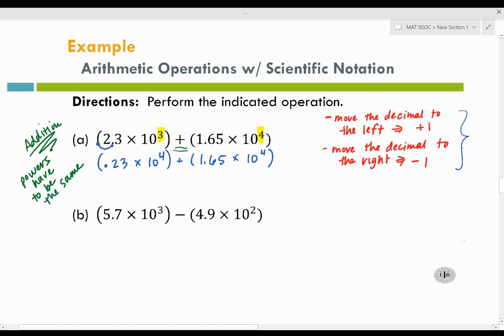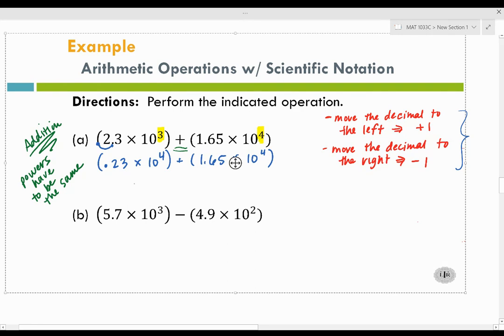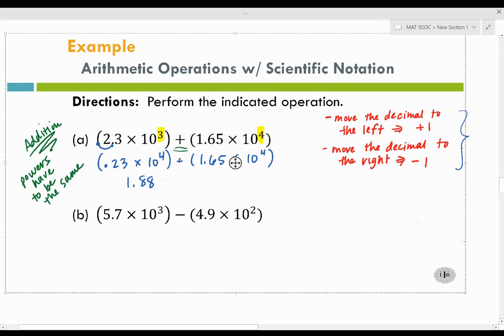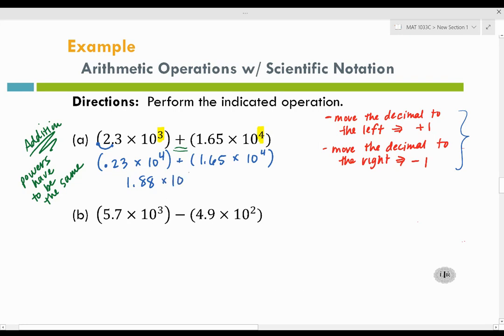Now that their exponents are the same, I can combine their number parts, okay? So I'm going to use the operation that's in this problem, which is addition. So I'm going to add 0.23 plus 1.65. So that's going to give me 1.88. And you're going to keep the exponential part, so times 10 to the 4th power. Okay. And that's going to be your solution.